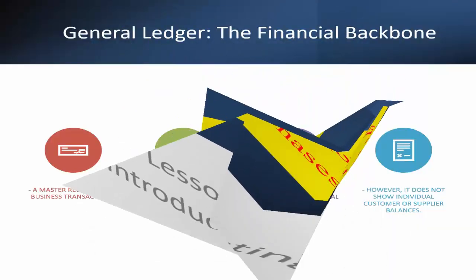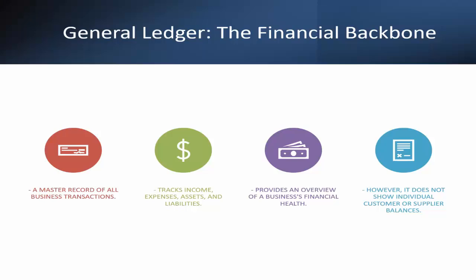All right, let's start with the general ledger, the backbone of a business's financial records. Think of it like a giant notebook where a business keeps track of all its financial transactions. Every dollar coming in and going out gets recorded here, organized into different categories like sales, expenses, assets, and liabilities. But here's the thing. The general ledger doesn't give us a detailed breakdown of individual customers or suppliers.